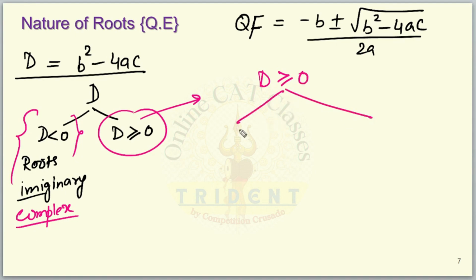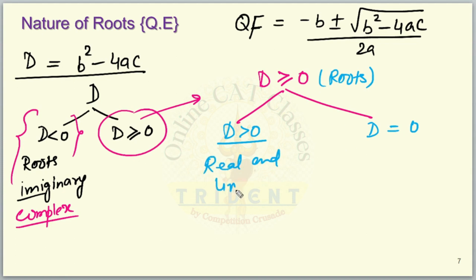Now here also I would like to say that the two ideas are D greater than 0 and D being equal to 0. If D is greater than 0, always, please understand, we are always talking about the roots for the quadratic. When D is greater than 0, roots are real and they are unequal. This is important, the word is unequal. When D is equal to 0, they are real and equal.